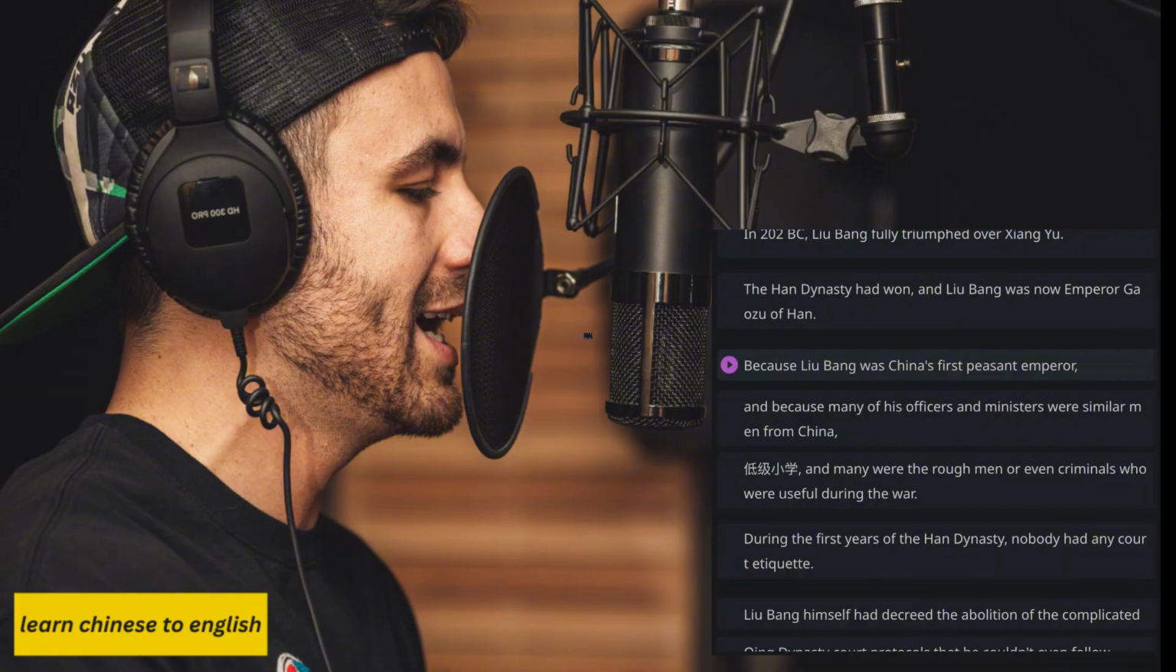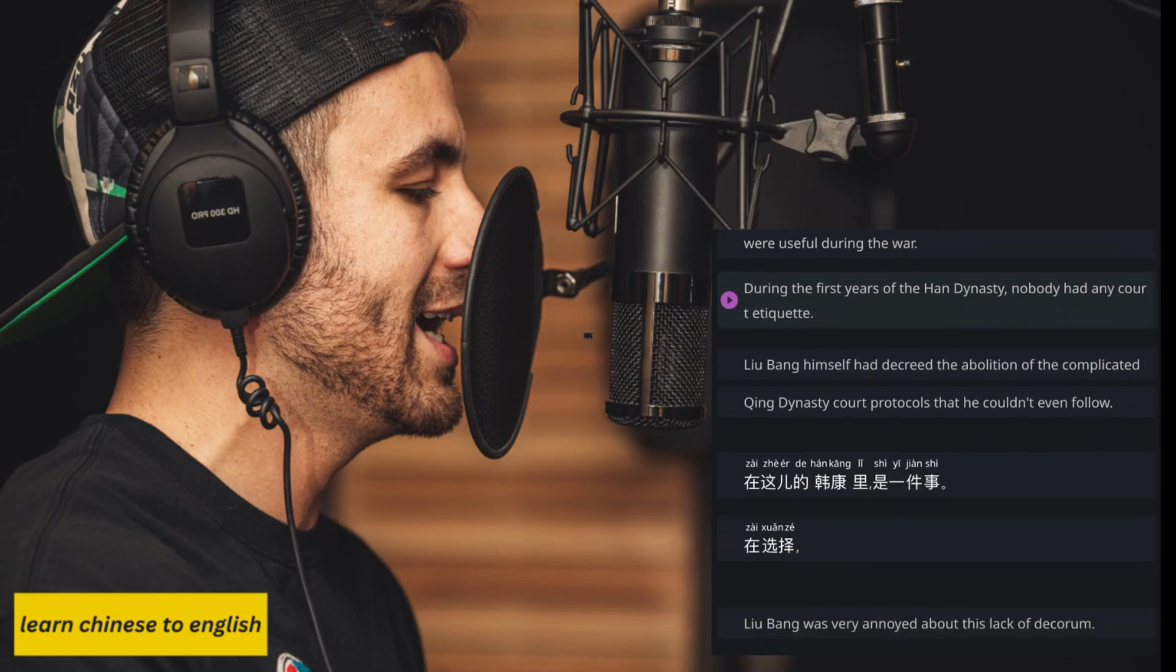Because Liu Bang was China's first peasant emperor, and because many of his officers and ministers were similar men from lower social classes, and many were rough men or even criminals who were useful during the war, during the first years of the Han Dynasty, nobody had any court etiquette. Liu Bang himself had decreed the abolition of the complicated Qin Dynasty court protocols that he couldn't even follow.